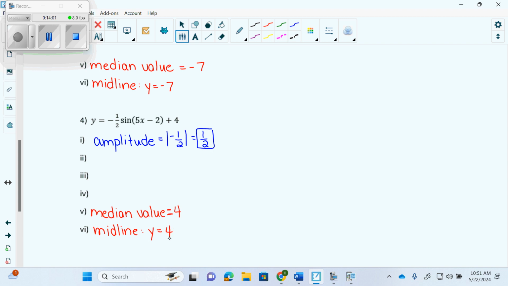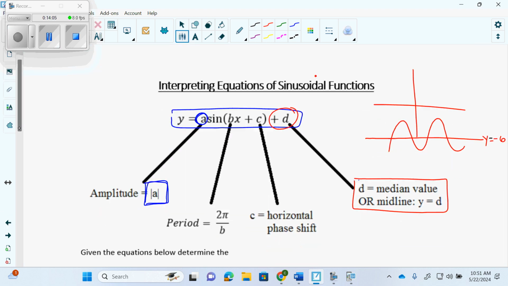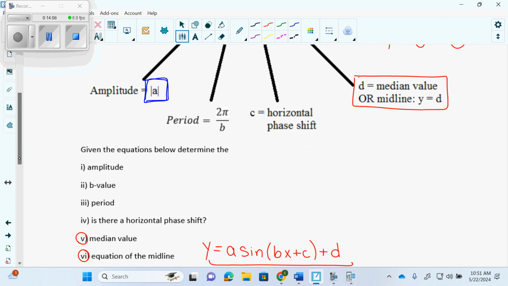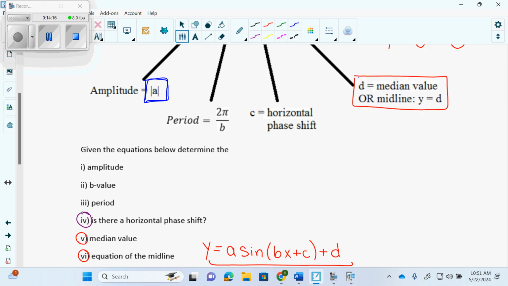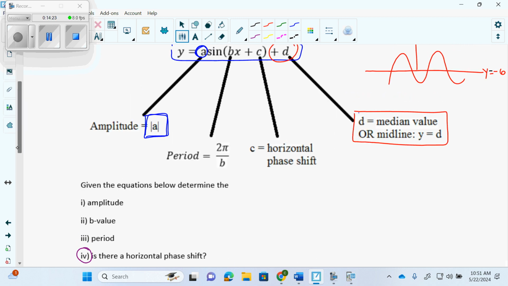Okay, we have a few more things in here, right? Let's go back. Okay, horizontal phase shift. We're going to talk about that next. Horizontal phase shift. That just means has the graph moved horizontally? Easiest question ever. Why? Because if C equals 0, no horizontal phase shift. If it equals anything else, phase shift.